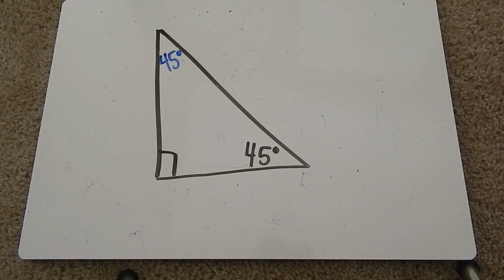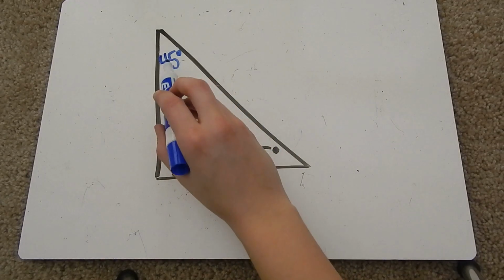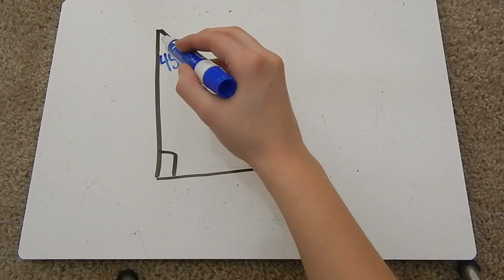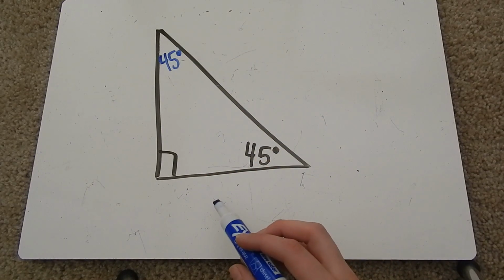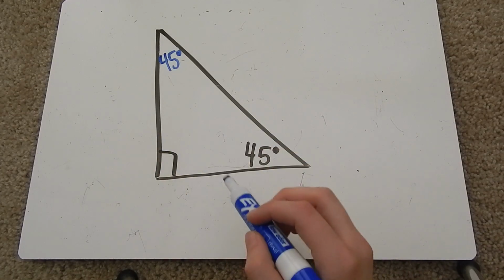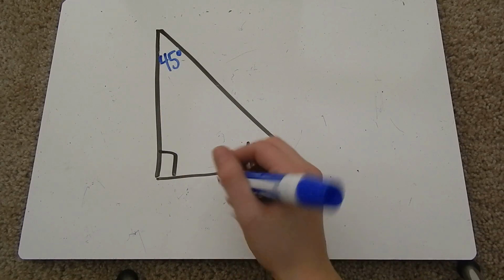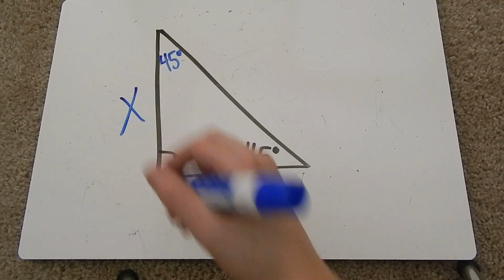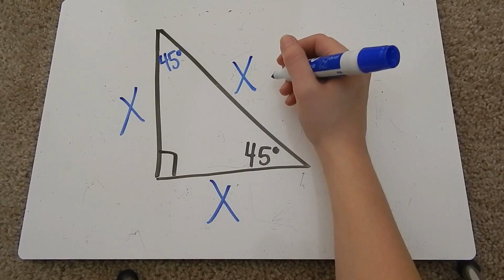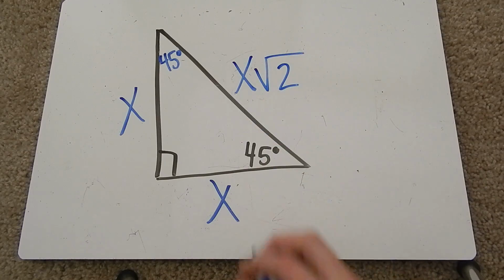So when we have a 45, 45, 90, since we have equal angles, we're also going to have equal sides. If this is 45, the opposite side is going to be equal to the opposite side of the other 45-degree angle. So these two sides will be equal, and I'm going to call them x. And this is going to be our pattern. Both sides I'm going to call x. The third side I'm going to call that same x times the square root of 2.